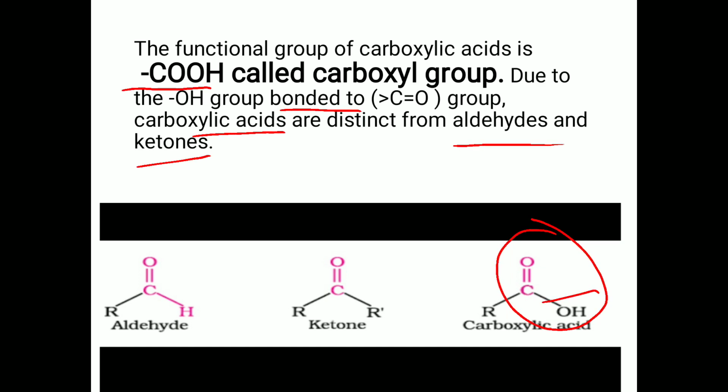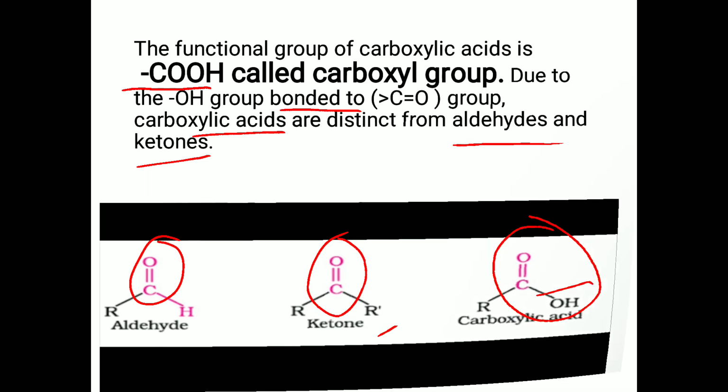Now, first of all, we see the similarity between aldehydes, ketones and carboxylic acids. As we see in this diagram, all these three contain the carbonyl carbon, that is the carbonyl group C double bond O. The difference is that in aldehyde the carbonyl carbon is directly attached to hydrogen. In ketone, the carbonyl carbon is attached to either an alkyl group or aryl group, but in the case of carboxylic acid, it is attached to the hydroxyl group, that is OH.